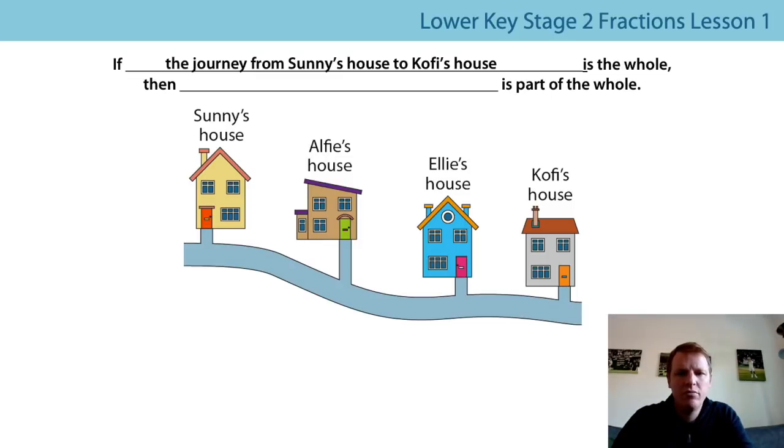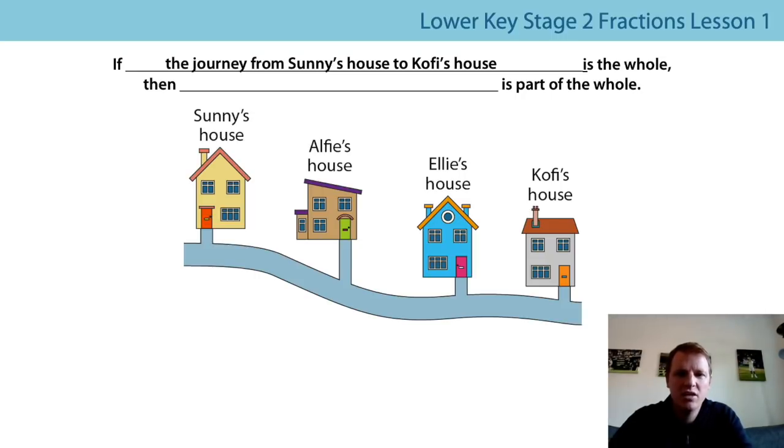I'm going to do the first one, and then I want you to see if you can do some afterwards. So I said that this is the whole, so a part of that whole could be from Sunny's house to Alfie's house. So I'm going to say that full sentence, then I want you to say the same sentence after me. So, if the journey from Sunny's house to Kofi's house is the whole, then the journey from Sunny's house to Alfie's house is part of the whole.